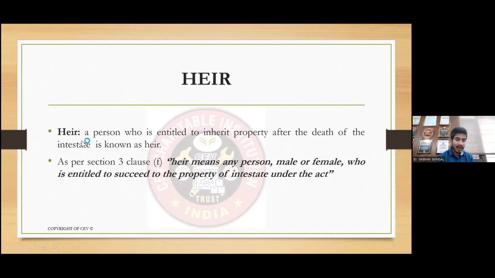Now, a person who is entitled to inherit property after the death of the intestate is known as heir. As per section 3, clause F, heir means any person, male or female, who is entitled to succeed to the property of intestate under the act.